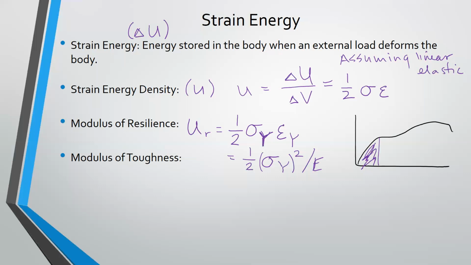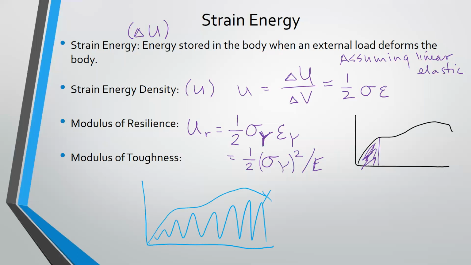Fracture, exactly. So in some cases, we don't want our material to deform plastically, and in probably all cases, we don't want our material to fracture. So if we look at our curve and we look at the area up till fracture, that's what we call the modulus of toughness.